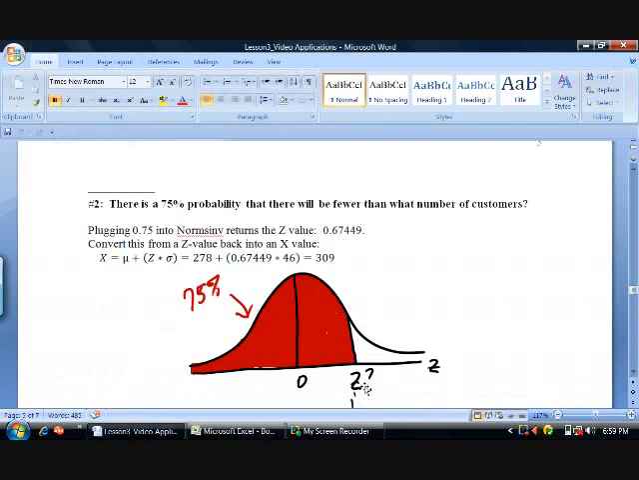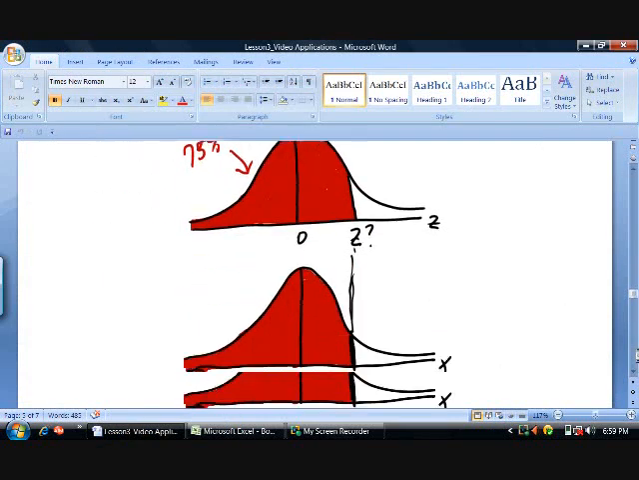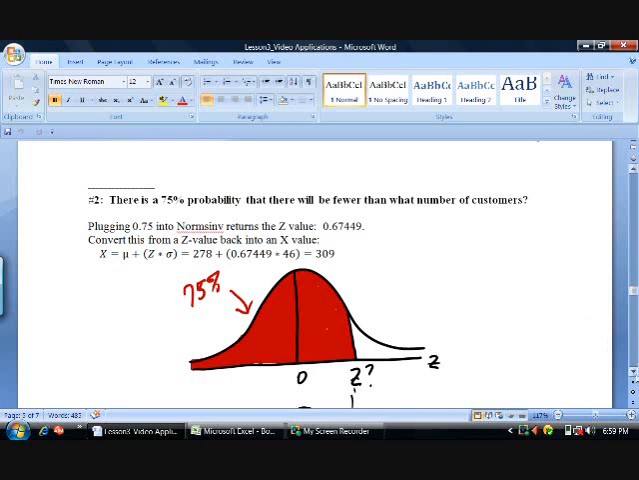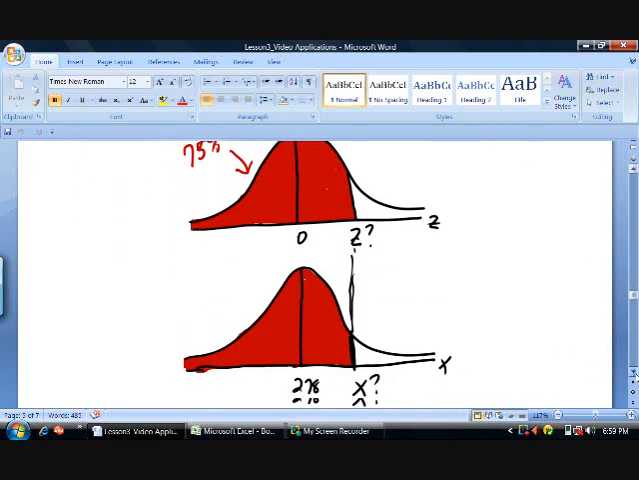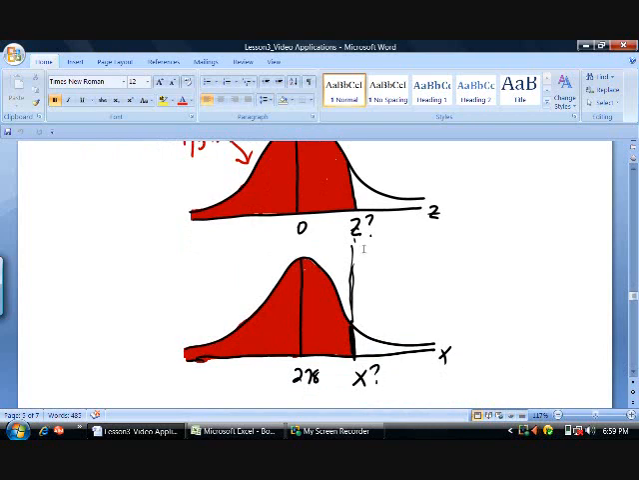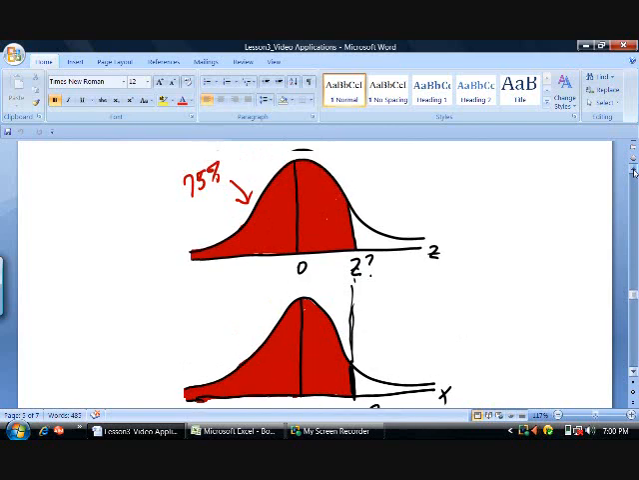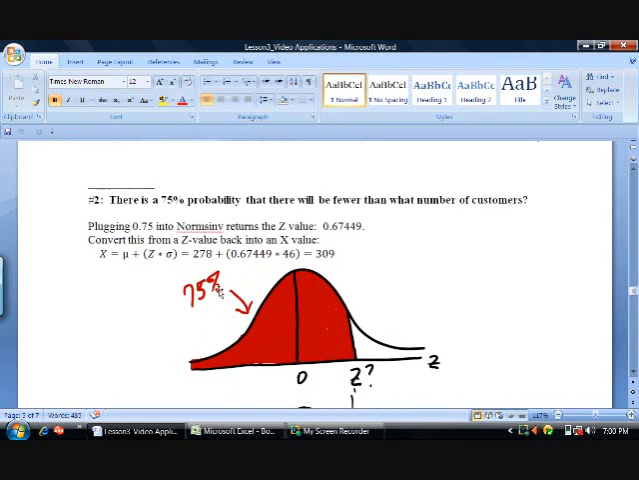Let's go back to our problem. I know then that this Z is 0.67449. Remember, your manager doesn't want a Z value. You don't want a Z value. You want a number of customers. You want an X value. So I need to convert that Z back into an X. How do I do that? Same as before. Use the formula.